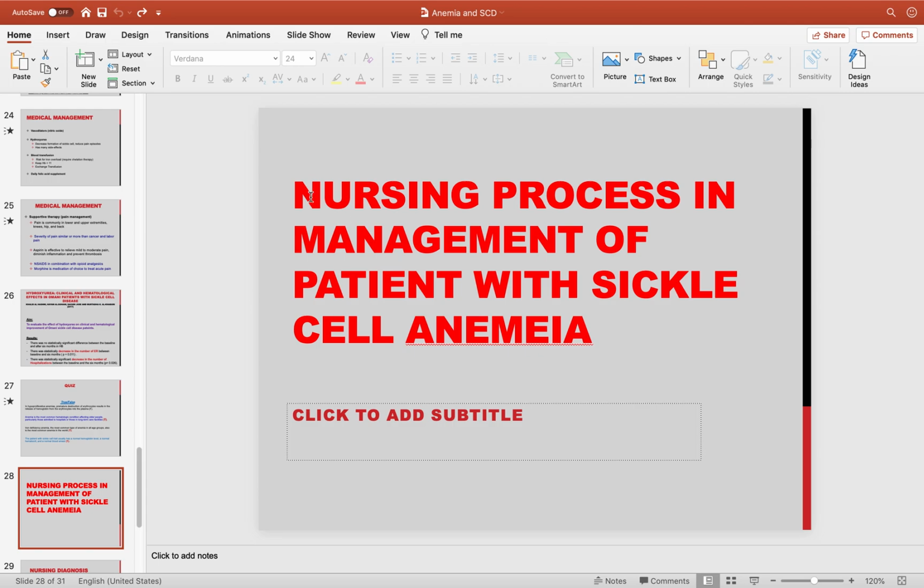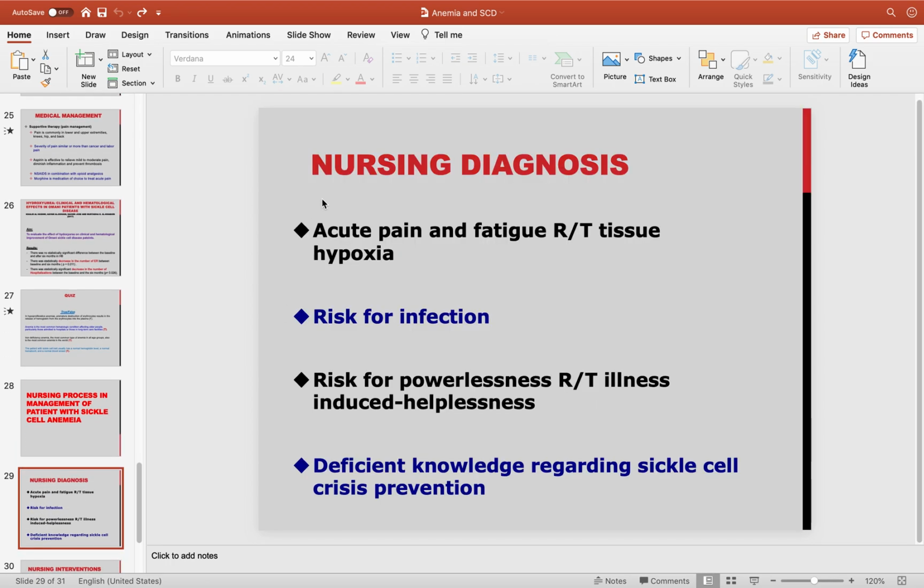And now I will move to the other part about the nursing process in the management of patient with sickling anemia. Here are some of the nursing diagnoses which are very important to understand: the patient will have acute pain related to tissue hypoxia and fatigue. It's very important to understand the causes of pain in a patient with sickle cell disease: tissue hypoxia because of the low hemoglobin, and also because RBCs are obstructing the blood vessels. The patient also has risk for infections, and risk for powerlessness and hopelessness.